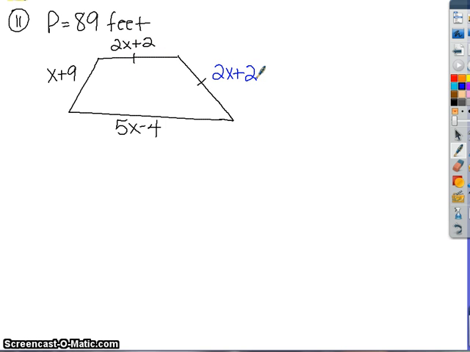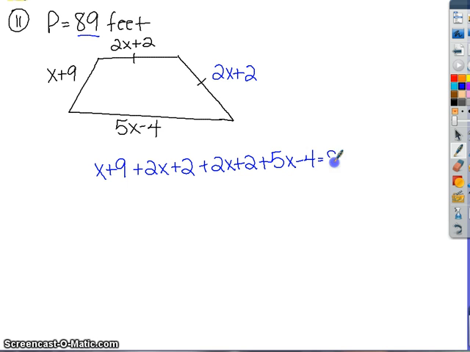Okay, so now we have all four sides. So perimeter, just to review, perimeter is the distance around a figure. So in order to figure it out, we have to add all the sides up. So we're going to add all of these sides up, and that should equal 89. Okay, so I'm just going to go right around. So x plus 9 plus 2x plus 2 plus another 2x plus 2 plus 5x minus 4 equals 89. All right, so I just added all those sides together to get them to be 89.